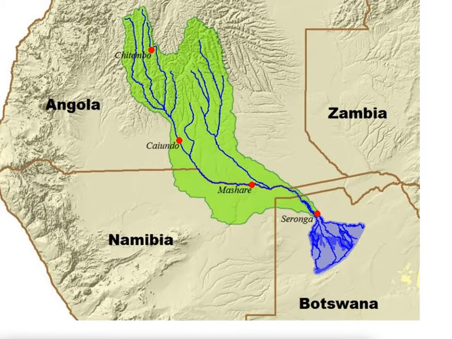So, as we said, we are working in the Okavango Basin. Here is a picture of it. The catchment starts in the highlands of Angola, and then more and more water joins. The river follows for some time the Namibian-Angolan border, before at the end it drowns in the desert in Botswana, in the famous Okavango Delta.